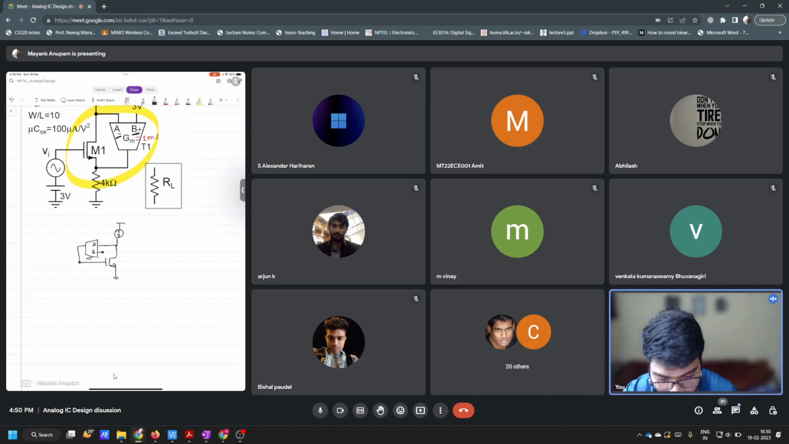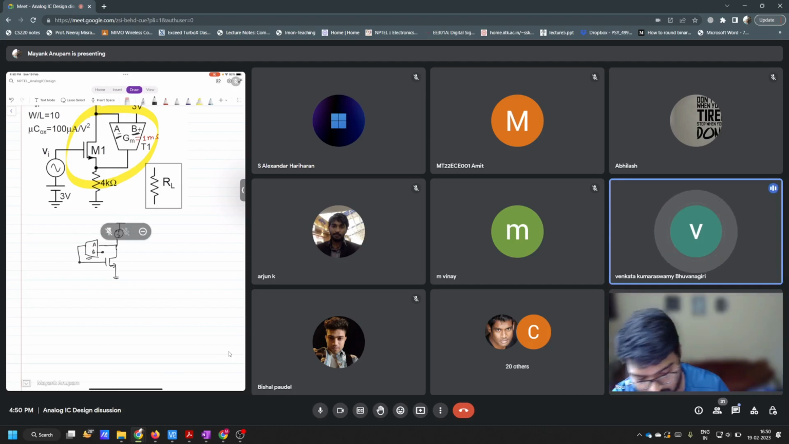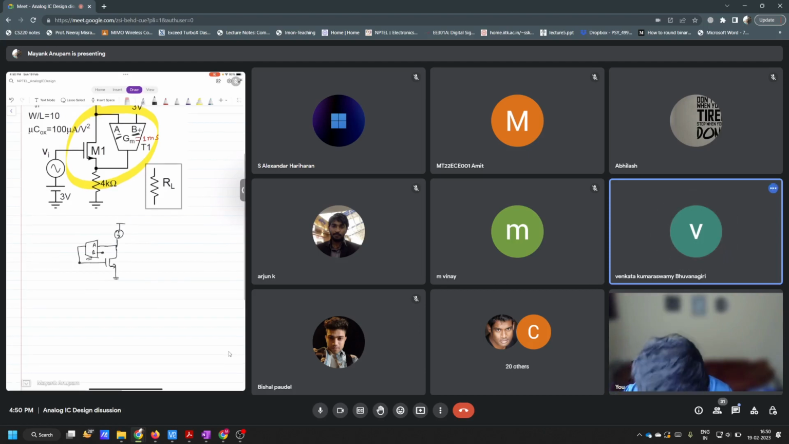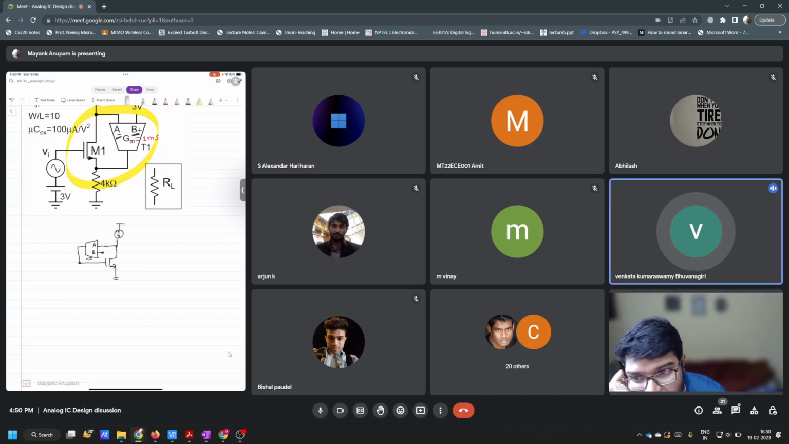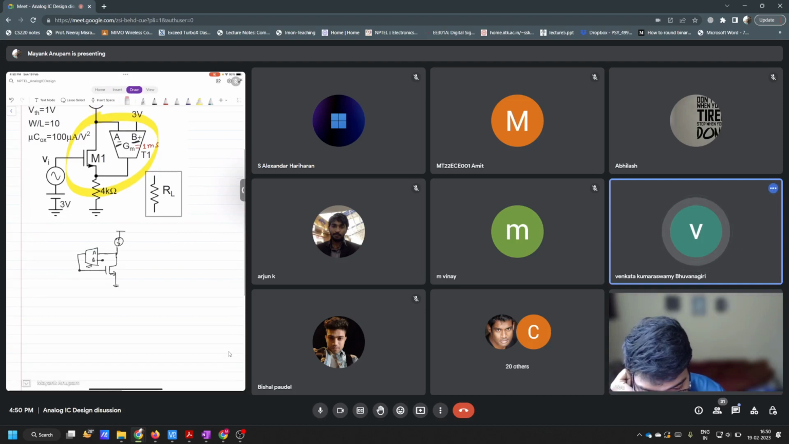How do you find out which terminal should be negative and which terminal should be positive? We should apply a test signal and see whether it's inverted or not. Correct. By following that procedure. So where should we apply the test signal? If you see the second circuit, the node where A is connected.